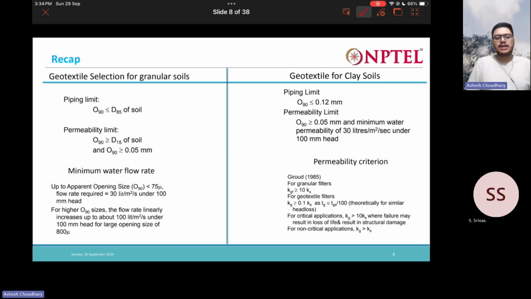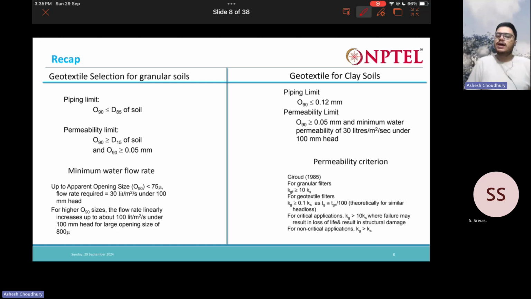One is the piping limit. O90 should be less than D80. Similarly it is given for both granular and clay soil. So what is the piping limit? The piping limit actually arrests the piping. It does not allow the soil to pipe. This is the retention criteria, right? Retention means the soil is retained and is not allowed to pass with the water.